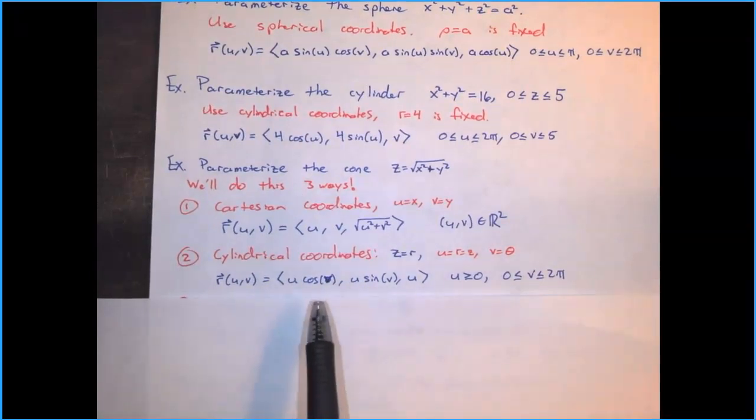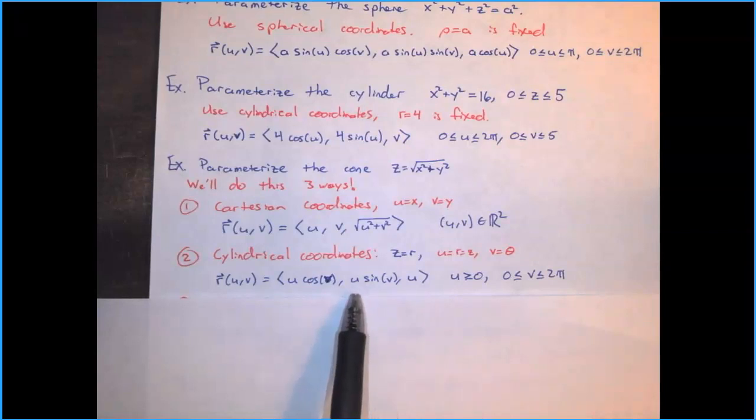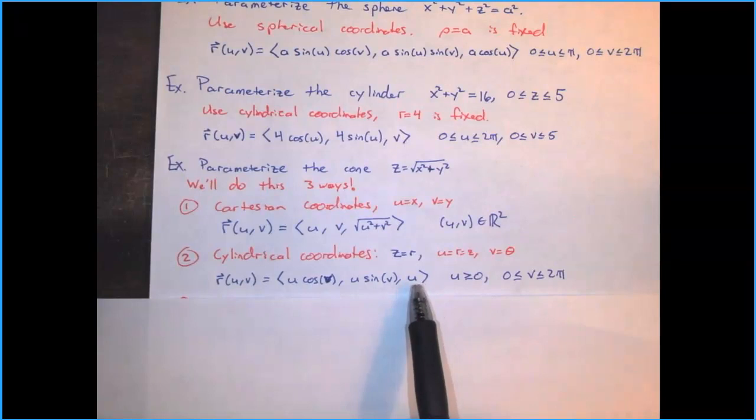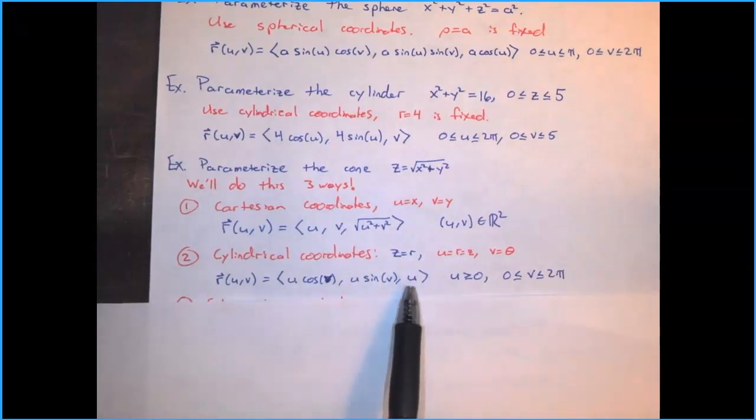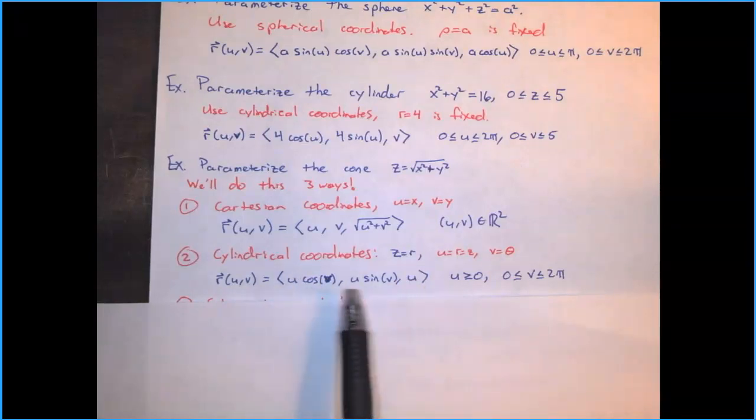Then I write out my cylindrical coordinates. The first component would be r cosine theta, so it's u cosine v. The second component would be r sine theta, so it's u sine v. And then the third component would just be z. But now, since z is the same as r, I put u here. So u takes the place of my radius and my z component. So what's happening is, as u increases, I'm going up the z-axis, and the radius of my circles is getting larger.